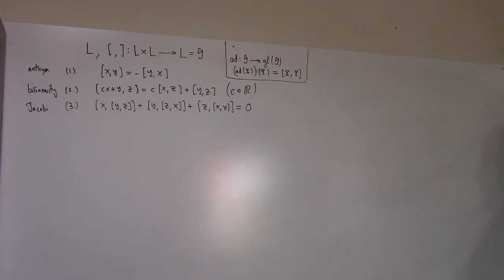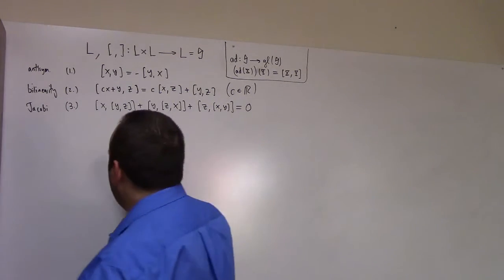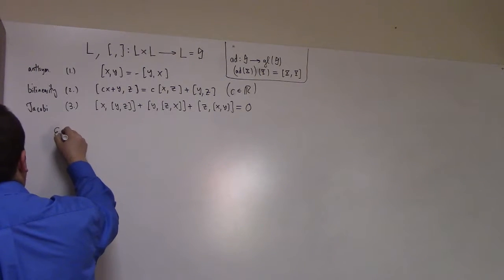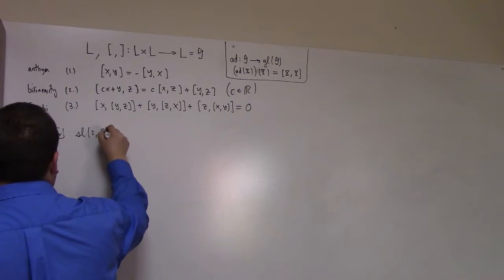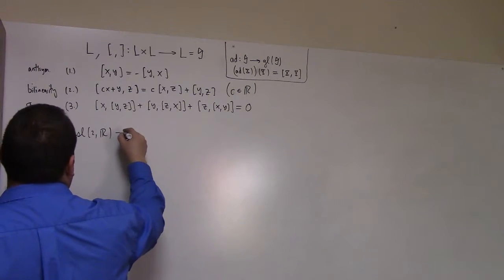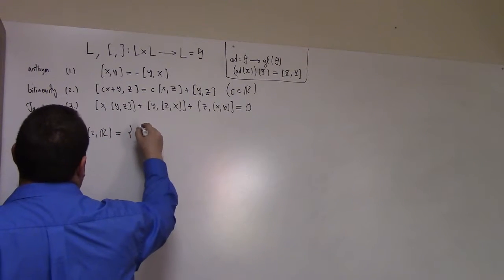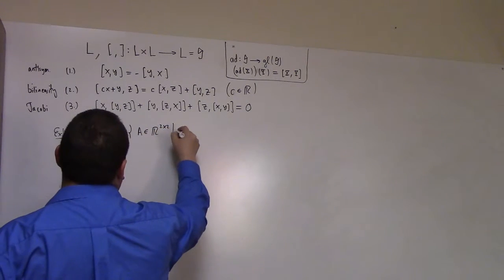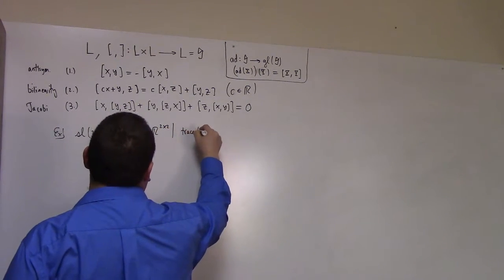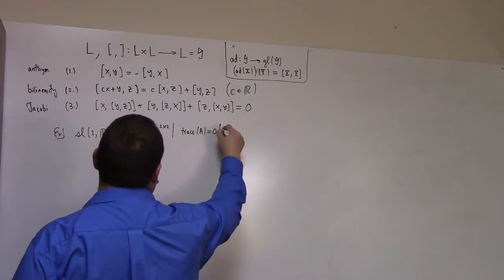Okay. So for example, just to give you an example of how that works out, if you were to look at sl2 over the reals, that's the set of traceless matrices. So it'd be like A in R 2 by 2 such that the trace of A is equal to 0.